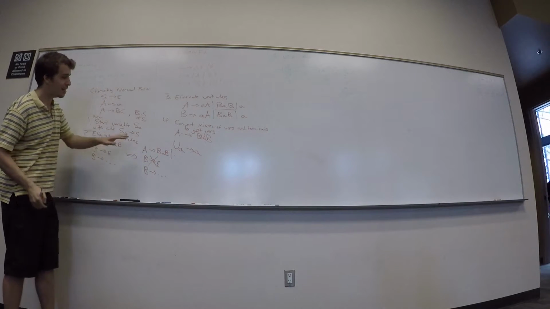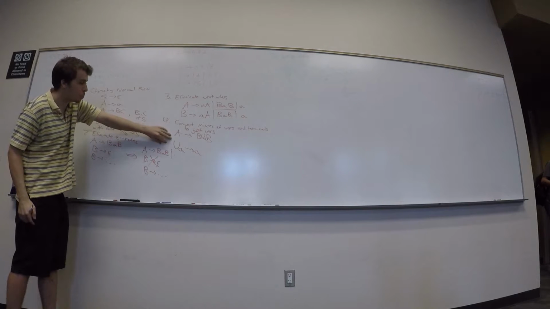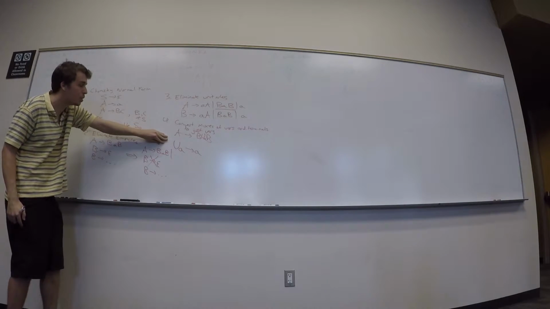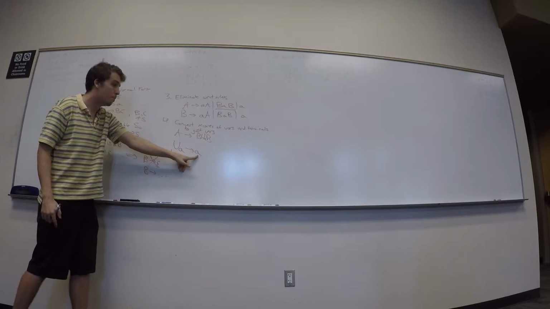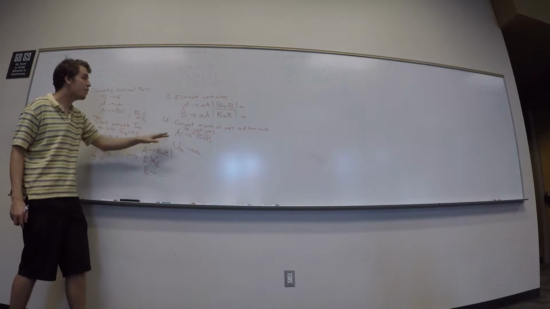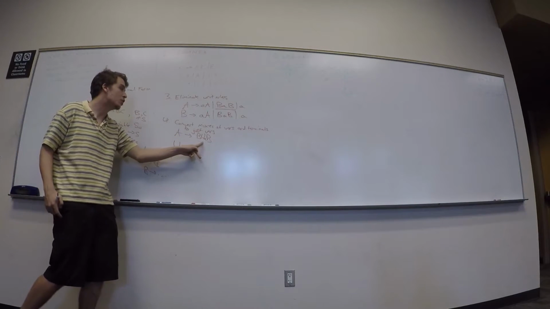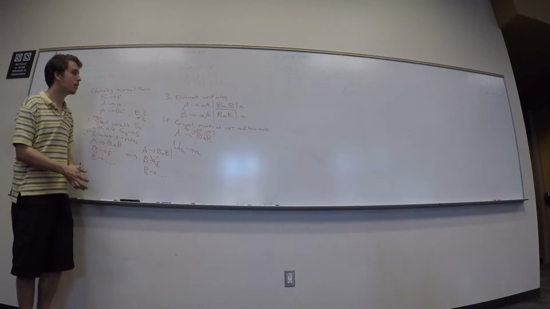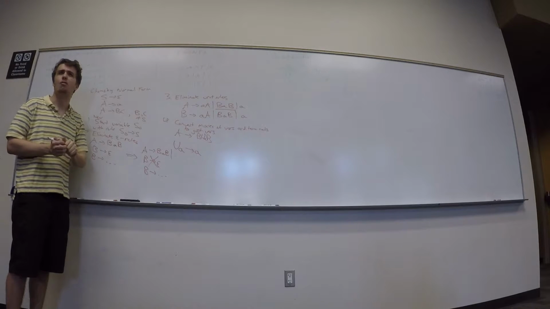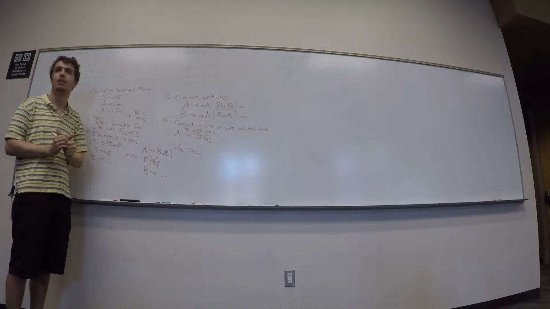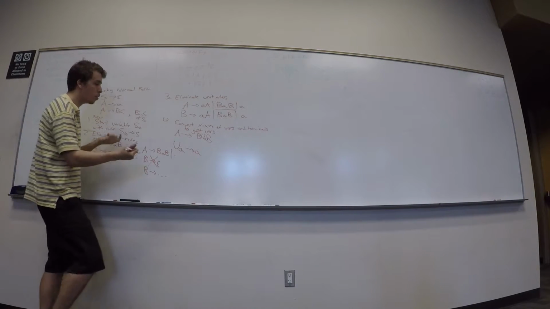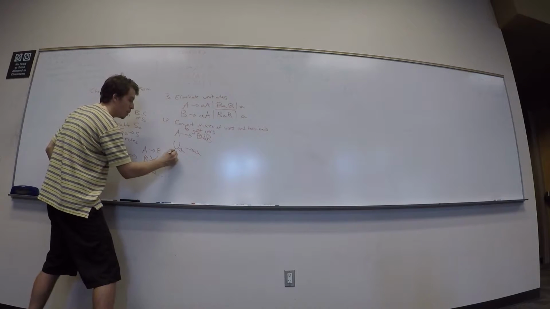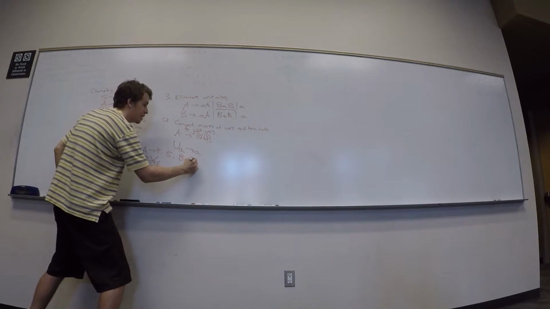But yeah, that's how you would do it. You would make a brand new variable just for that single character, produce that character, and then everywhere that is not just a single character over here, I replace it with that corresponding variable. All right, so now what's step 5? Break up long right-hand sides.